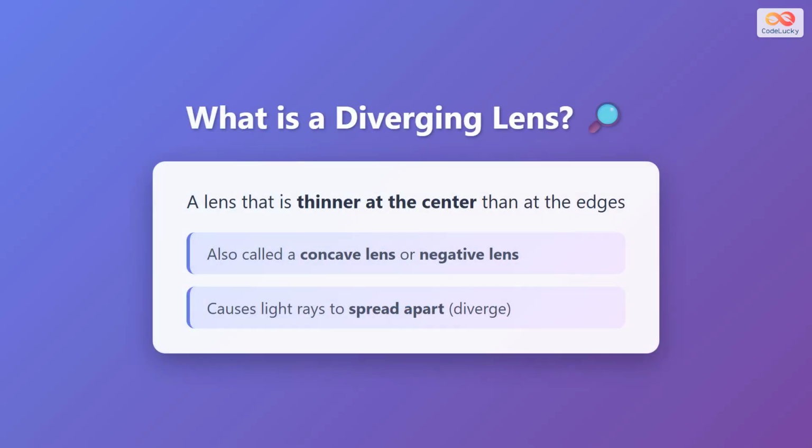A diverging lens is a special type of lens that has a unique shape. It is thinner at the center and thicker at the edges. This shape is exactly opposite to what you might find in a magnifying glass. Because of this distinctive shape, diverging lenses are also called concave lenses or negative lenses. The key behavior of these lenses is that they cause light rays to spread apart or diverge when light passes through them. This diverging property is what gives the lens its name.